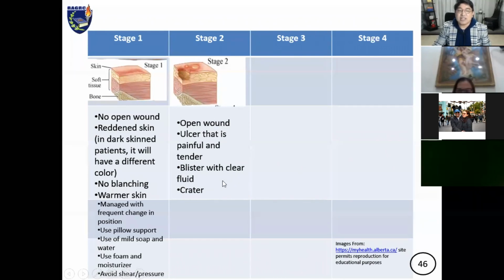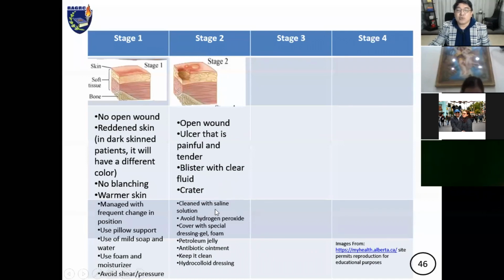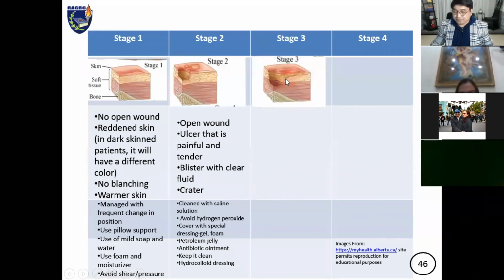When a patient has a stage 2 pressure sore, once again, it's usually cleaned with saline solution. Now, hydrogen peroxide is usually not indicated as it harms the skin, okay? So cover it with a dressing, gel or foam. You can use petroleum jelly to keep it moist, and then the patient could have antibiotic ointments. Now, pay particular attention to the fact that you are supposed to be using hydrocolloid dressing, okay? Hydrocolloid dressing.